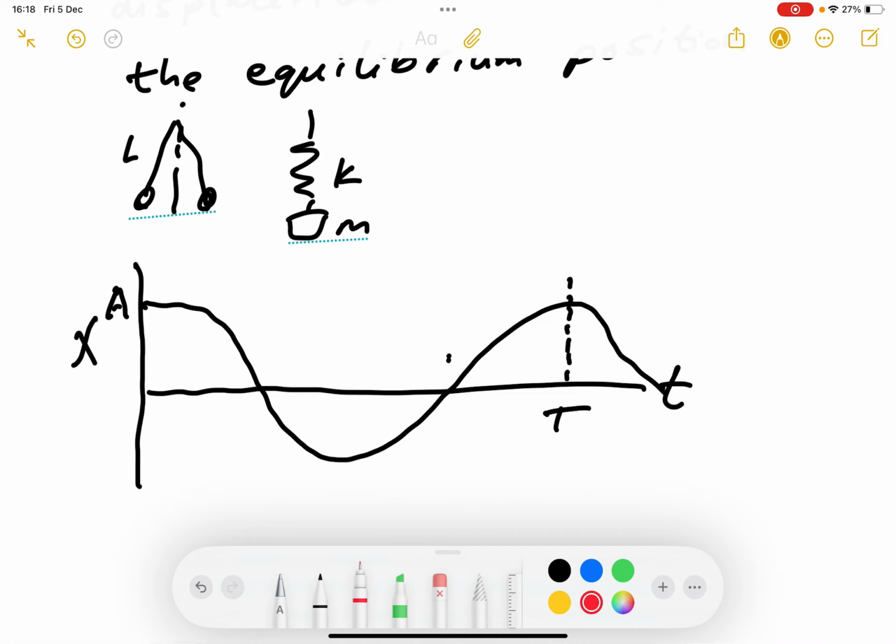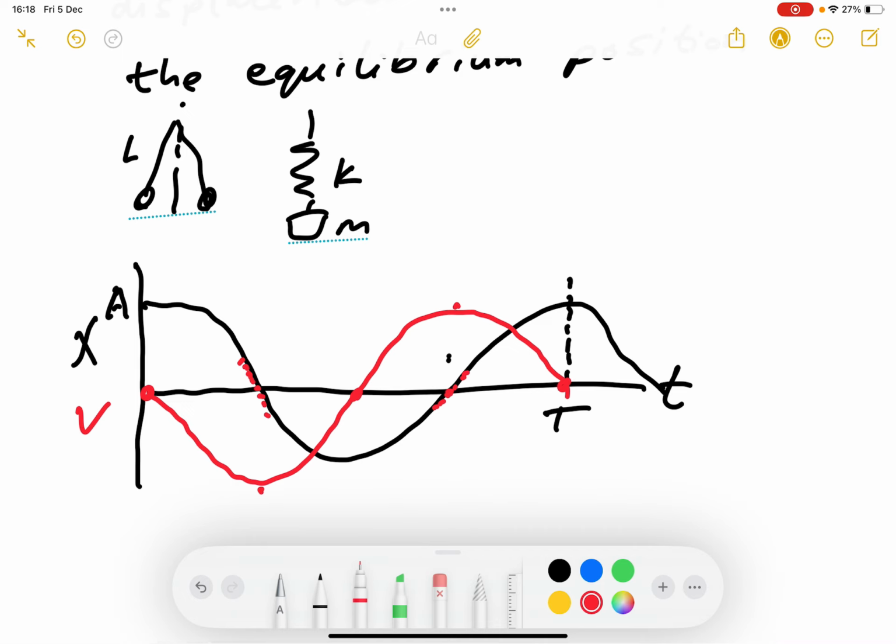Now I'm going to try and add a velocity time graph, so we know that the velocity is the gradient of this line. So it's got zero gradient here, zero gradient here, and zero gradient here. Here, it's got maximum negative gradient, so we need maximum negative velocity. Here it's got maximum positive gradient, so it's got maximum positive velocity. So that's what the velocity time graph looks like.